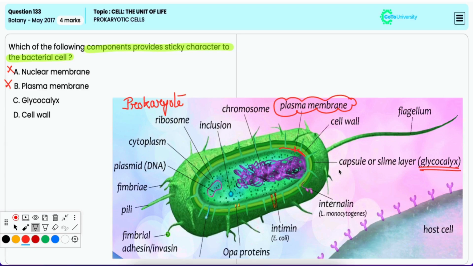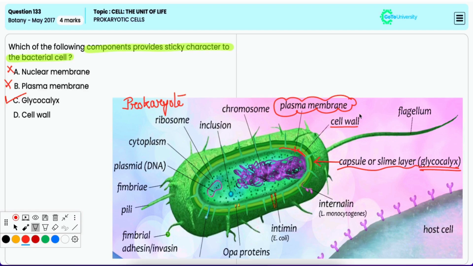Now, the glycocalyx is a gelatinous, sticky layer which is composed of polysaccharides and/or polypeptides that surrounds the cell wall of many bacteria, and it allows the bacteria to adhere to surfaces and also protects them from desiccation and immune system attacks. Hence, this is the correct option.